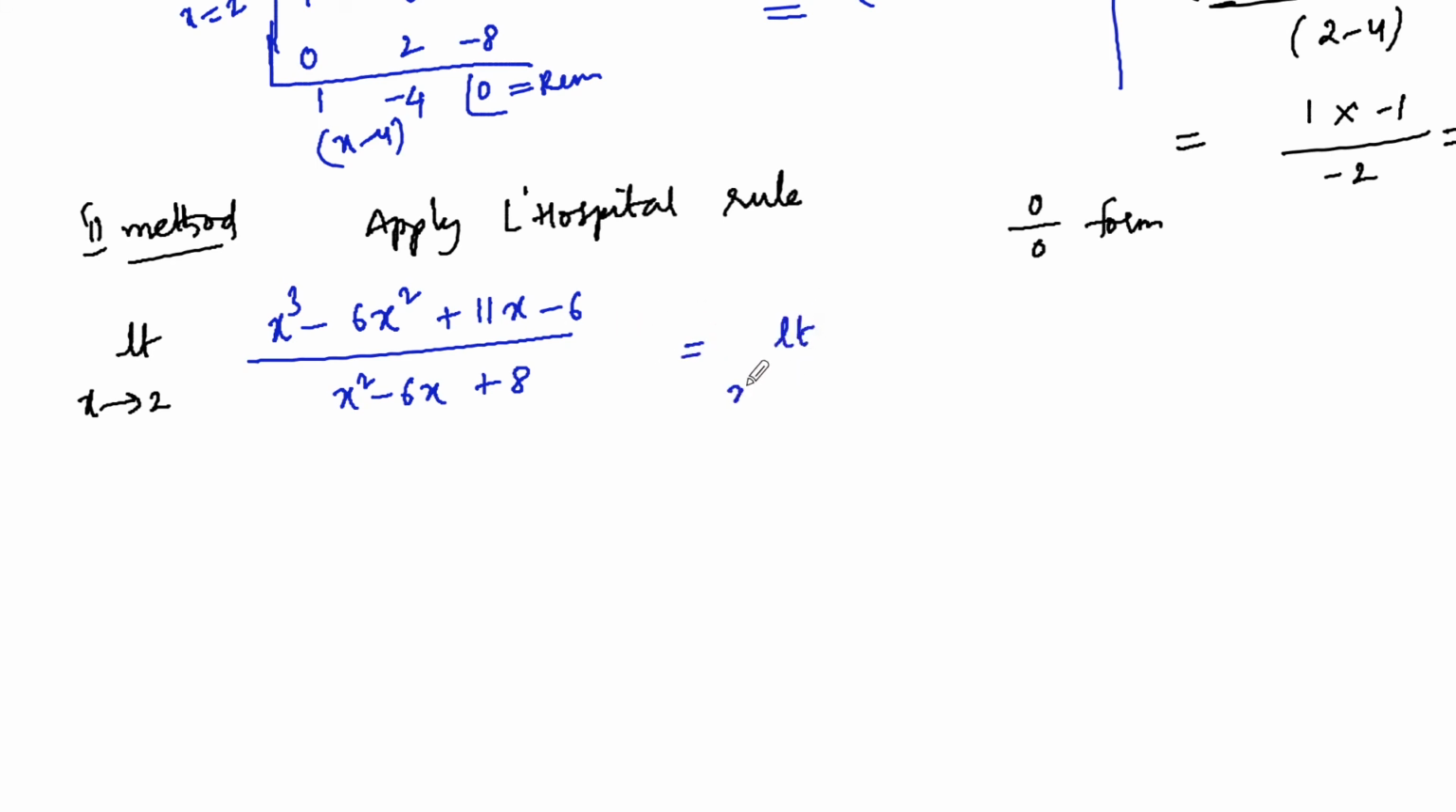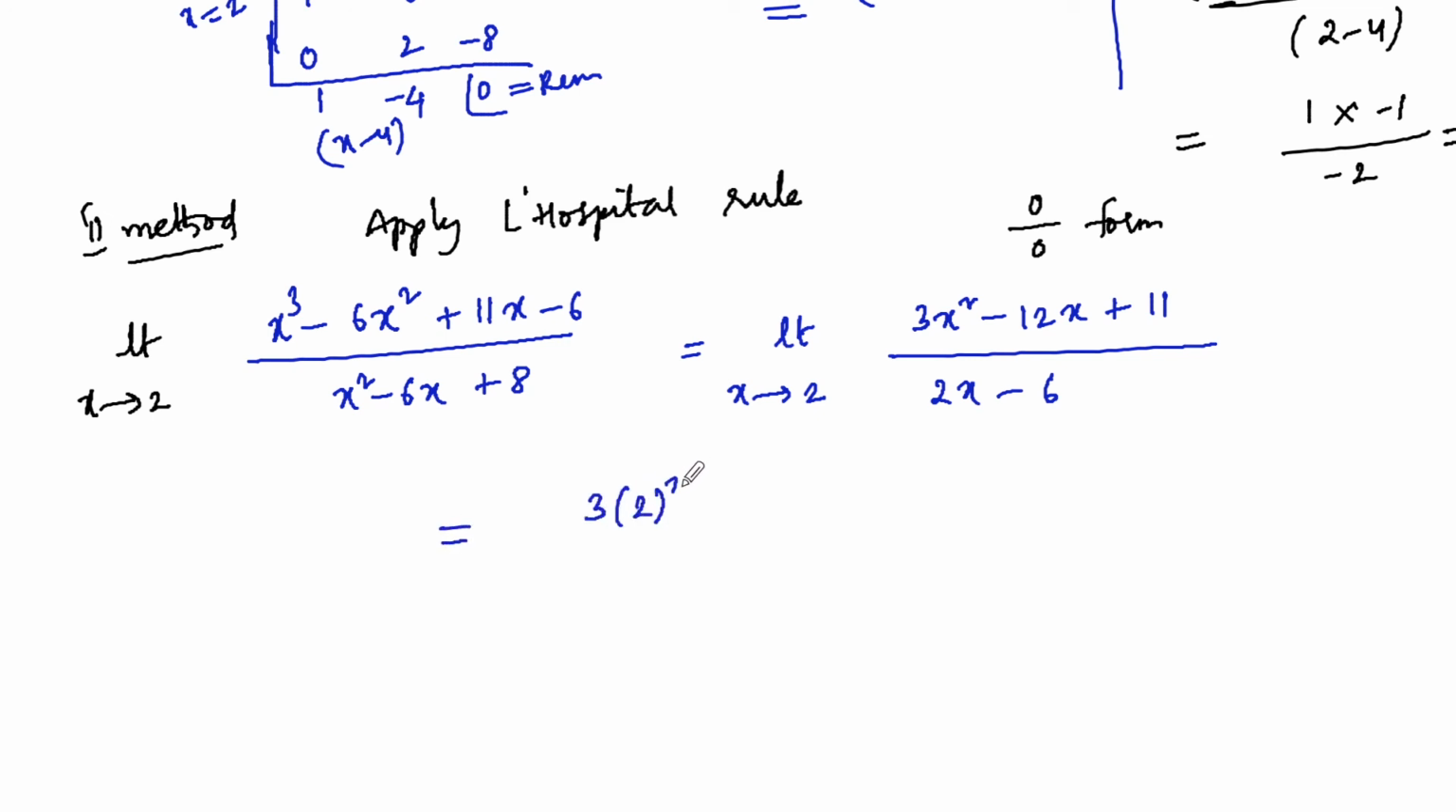Let's differentiate the numerator and denominator separately. The derivative of the numerator is 3x^2 − 12x + 11, and of the denominator is 2x − 6 plus 0. Now we need to check again whether we get 0 by 0 form by substituting x = 2. 2 squared is 4, 3 fours are 12, 12 minus 24, so we're not getting 0. In the denominator also we're not getting 0, so we can substitute directly.